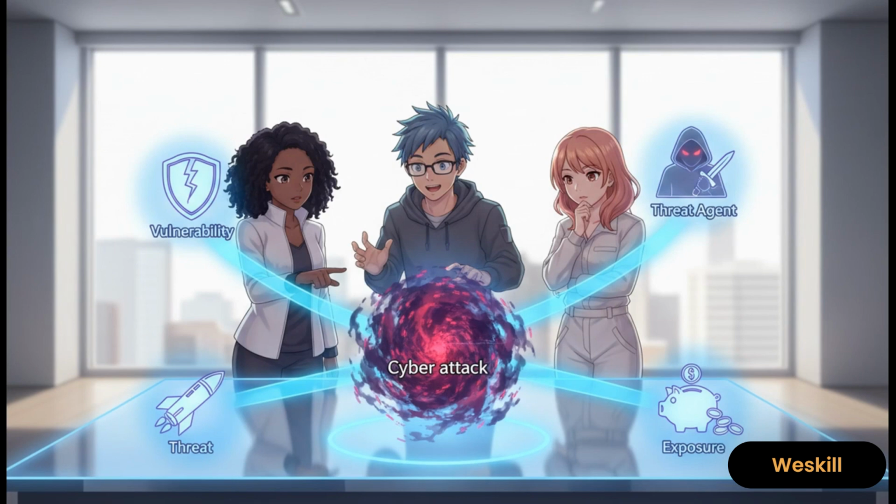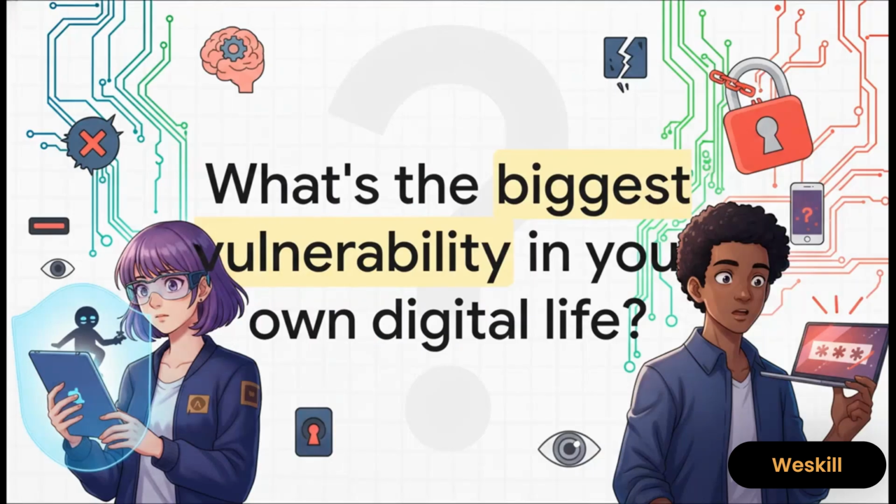And remember, this isn't just some abstract theory for a textbook. It's a real, practical tool. The next time you see a headline about some big cyber attack, you can use this exact framework to break down what happened, who was behind it, and what was really at stake. And that's our explainer for today.